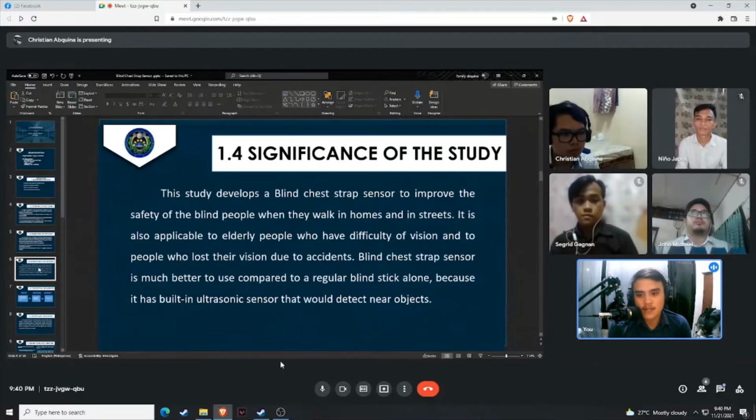The significance of the study. This study develops a blind chest strap sensor to improve the safety of blind people when they walk in homes and in streets. It is also applicable to elderly people who have difficulty of vision and to people who lost their vision due to accidents.